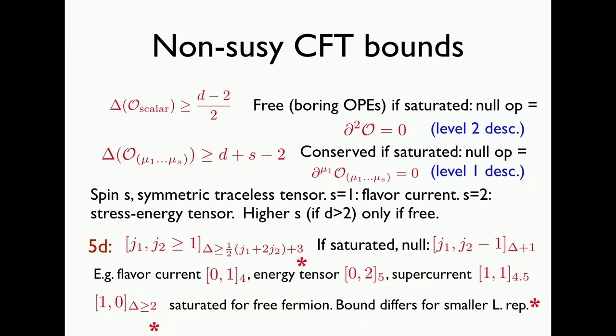Okay, so just to give an example of this, a flavor current is in the vector representation. So the vector representation I write is 0, 1, and its dimension is 4. So that's a conserved flavor current. This is a conserved energy momentum tensor, and we could check that these are the right quantum numbers of the divergence. And the supercurrent is in the representation 1, 1. So it's like a spinor, it has a spinor index and a vector index. And its dimension is 4.5. So that's what we get from this.